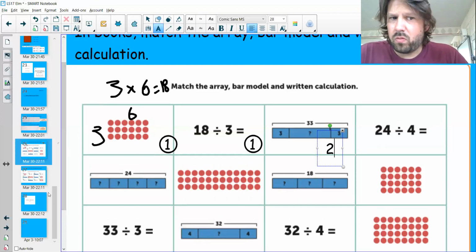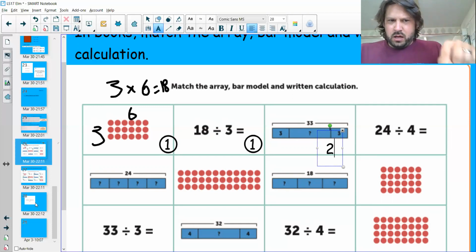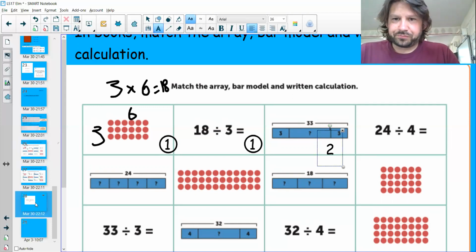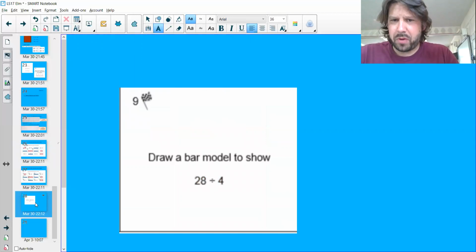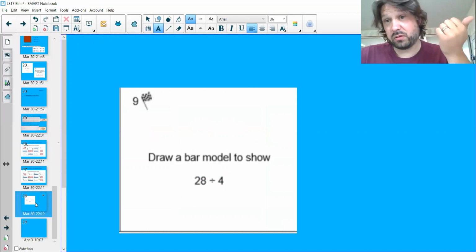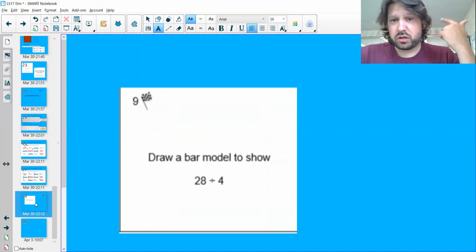Now, I'm not going to give you the answers quite yet. What I'm going to do is flick to the destination question, which is draw a bar model to show 28 divided by 4. Now I want to go a little bit further than that. I want you to draw a bar model, and if there's enough time in your lesson, draw the array, and finish and write the fact family so that you know. So array, bar model, fact family.